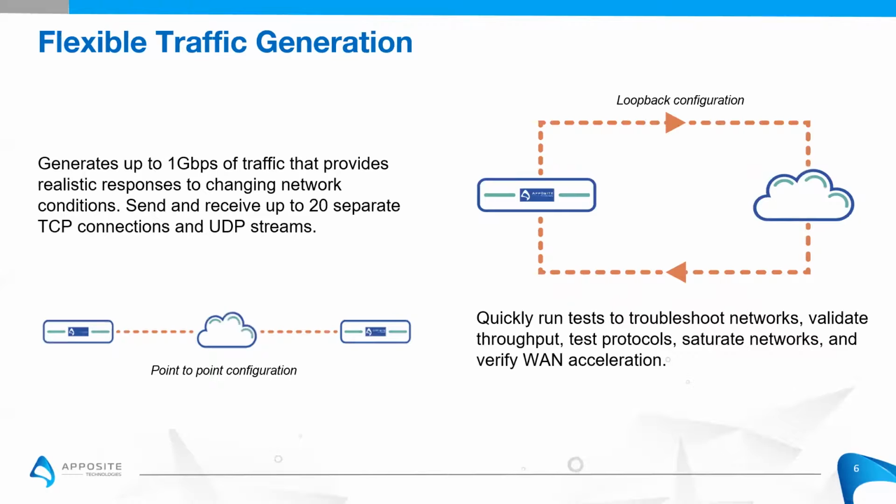It can run through your network and give you realistic behavior that other applications would see while running on the network. So there's no need for a long setup and configuration. You're up and running in minutes so that you can validate your proof of concepts. You can also use the TrafficJam to troubleshoot networks, validate throughput, test your protocols, saturate your networks, and verify protocol accelerations.